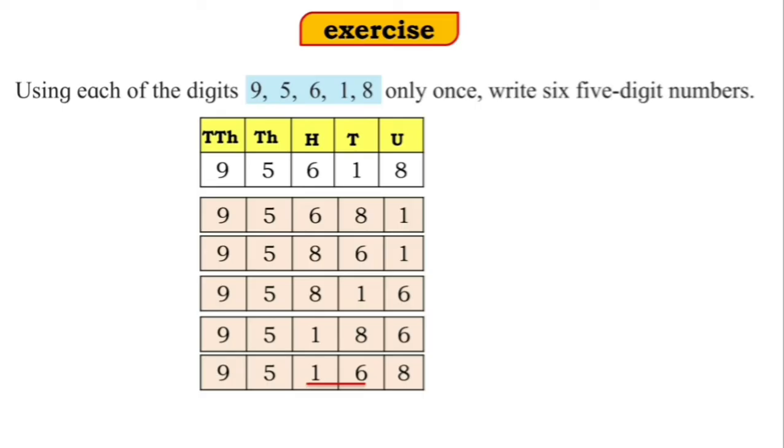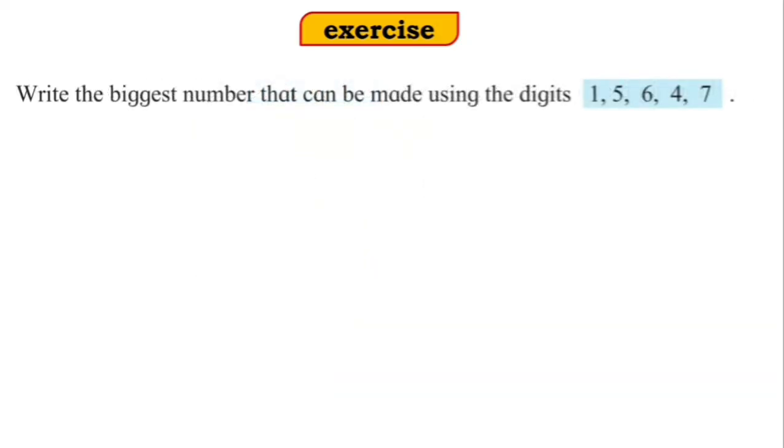Now let us interchange hundreds and tens place. So the next number will be 95,618, that is 95,618. Children, you can form many new numbers using this trick. Now let us move on to next question.